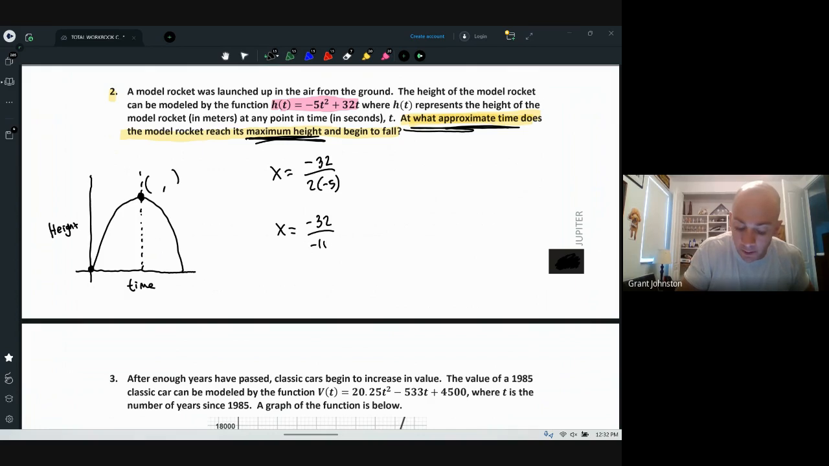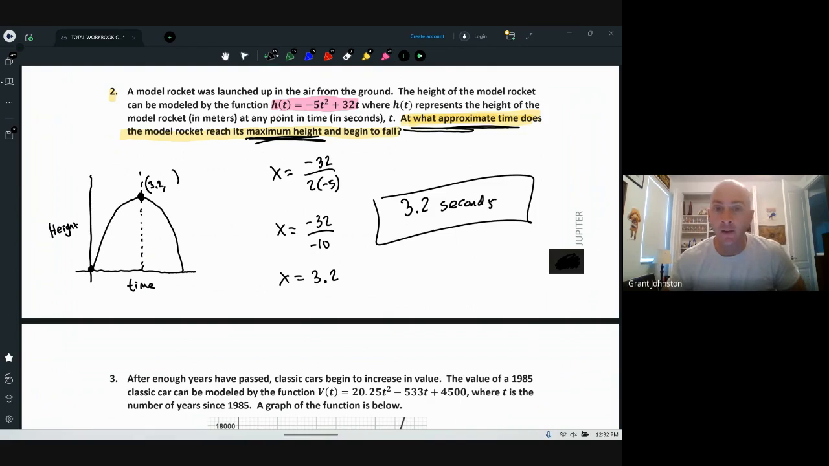2 times negative 5 is negative 10. So that would be 3.2. So the axis of symmetry is at 3.2, so this would be at 3.2 seconds. That's when it reaches its maximum height. It's not asking for the maximum height, so we don't have to plug in the 3.2 to figure out that maximum. It's just asking at what approximate time it reaches the maximum height, and that's at 3.2 seconds.